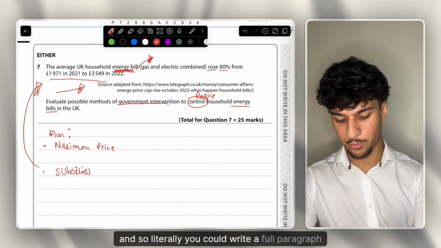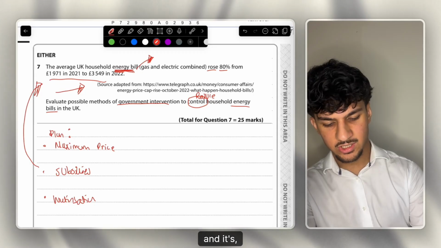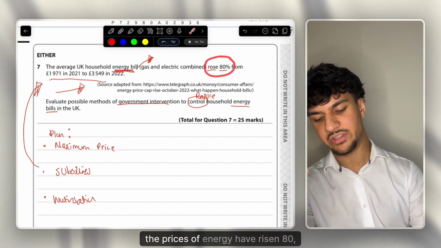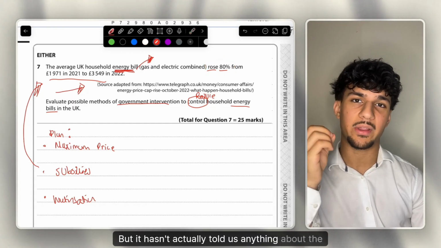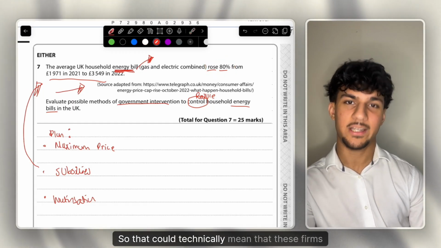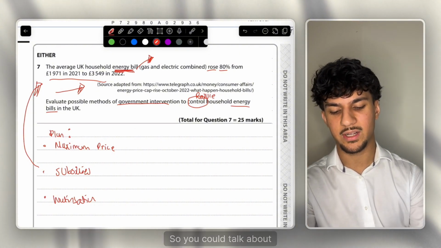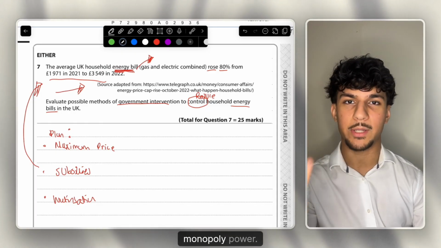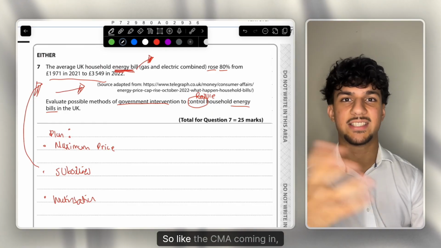Literally, you could write a full paragraph on nationalising these energy firms. And if you look at the stimulus, it's told us that energy prices have risen 80%, but it hasn't actually told us anything about the costs. So that could technically mean these firms are making super low profits. Then you could talk about how these firms are exploiting consumers, maybe with monopoly power, and they 100% do have monopoly power. So you talk about levels of regulation, like the CMA coming in.